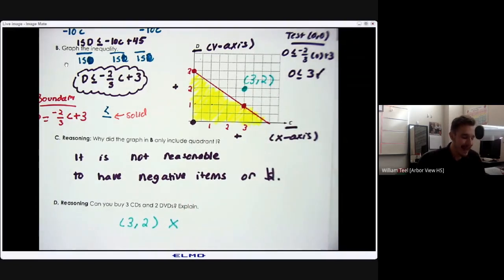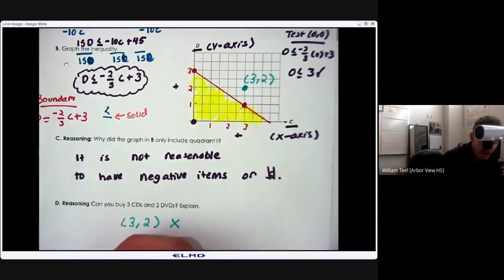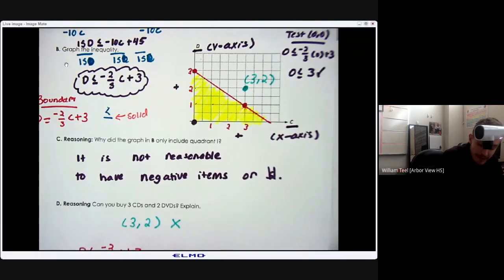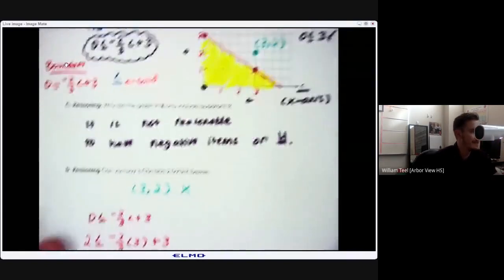And the reason is I don't have enough money to. And if I were to actually plug that in, so if I were to say, well, I need to have D is less than or equal to negative 2/3 C plus 3, if I were to plug this in, I would have D is really 2 here. So I have 2 is less than or equal to negative 2/3 times C, which is 3, plus 3. Well, I know that 2 is less than or equal to negative 2/3 times 3 is negative 2 plus 3. So 2 has to be less than or equal to 1, and that is not a true statement.